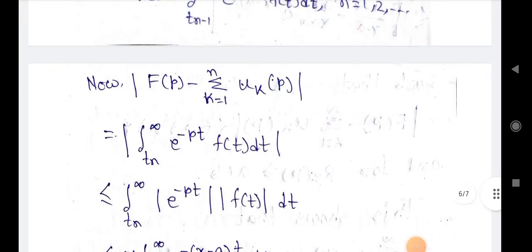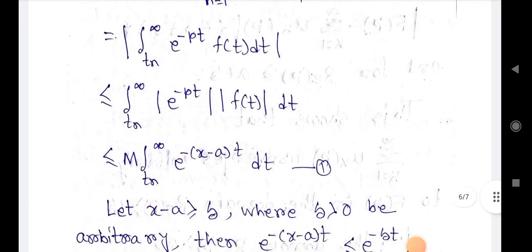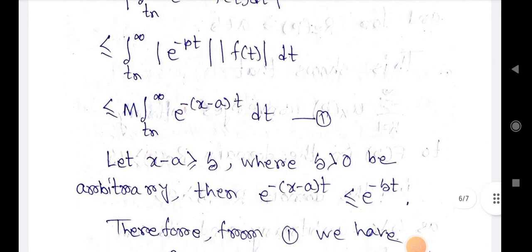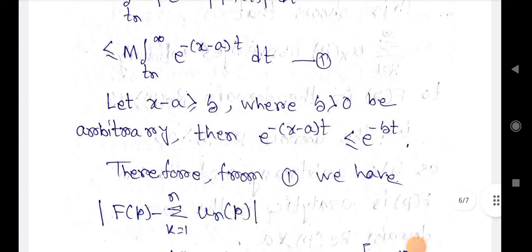Now mod of capital F(p) minus the summation of k equals 1 to n of u_k(p) equals mod of the integral from tn to infinity of e to the power minus pt f(t) dt, less than or equal to the integral from tn to infinity of mod of e to the power minus pt into mod of f(t) dt, less than or equal to capital M into the integral from tn to infinity of e to the power minus (x minus a)t dt, numbering it equation 1.